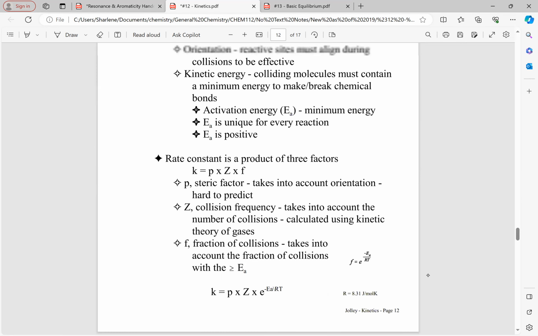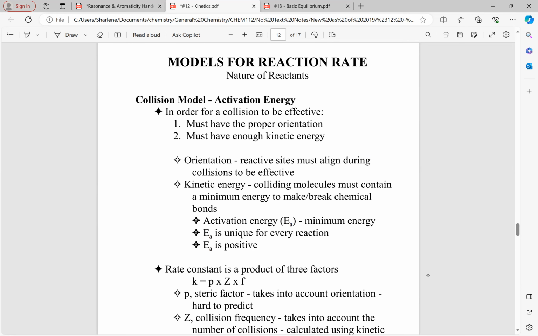Now we're going to talk about the models for the reaction rate and a very important thing called activation energy. The activation energy is probably the most important thing you should know about a reaction because it will tell you how much energy it's going to take for it to get started. And we have a couple of theories to figure that out.